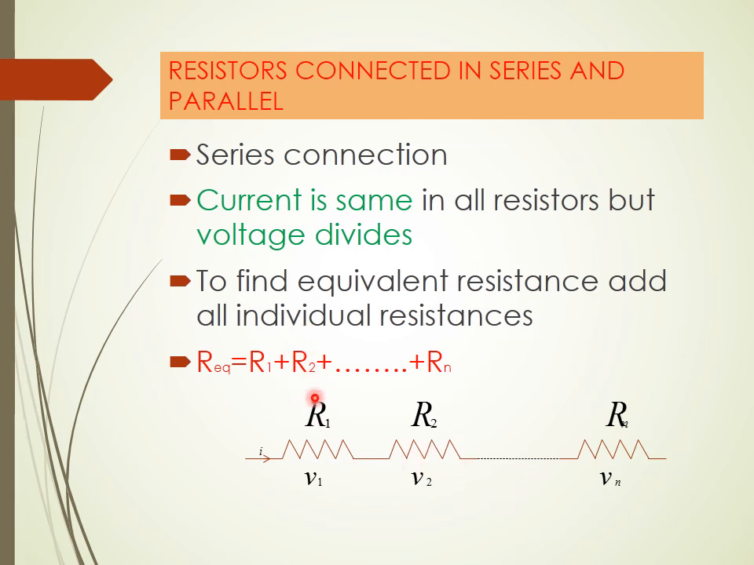So when the resistors are connected in series, we have to remember current is same but voltage divides. That is, the same current will be flowing through all the resistances, but the voltage drop across the resistances varies. That is V1, V2 up to Vn. Now, if we want to find the equivalent resistance, then just simply add the resistance values. That is, R equivalent equal to R1 plus R2 up to Rn.